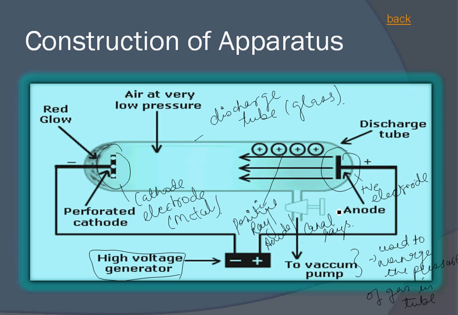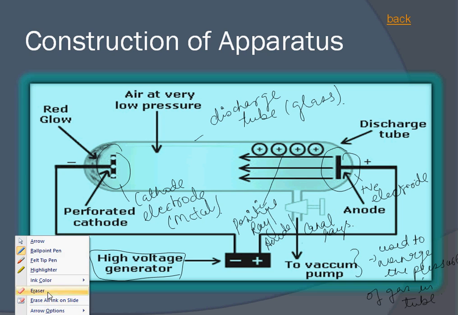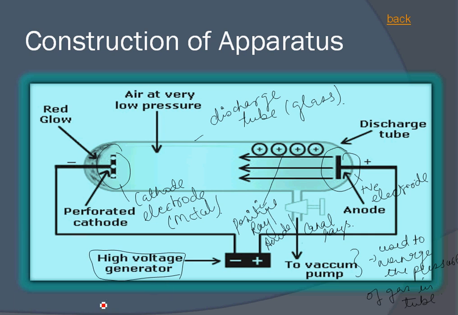So what is the difference between both of the apparatus? You can see here the cathode electrode is a perforated cathode. What is a perforated cathode? That is a cathode with holes. So this is the kind of apparatus that was used for the discovery of the proton.